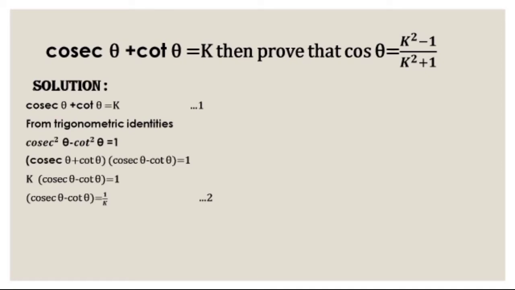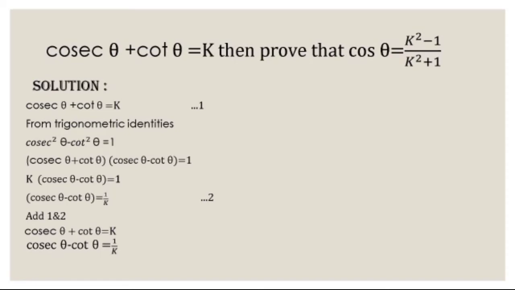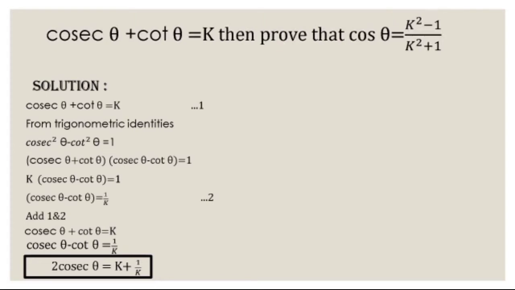Let's add 1 and 2 equations. Cot theta minus cot theta is cancelled. Then we get 2 cosecant theta is equal to k plus 1 by k. LCM is k square plus 1 by k. This is equation 3.